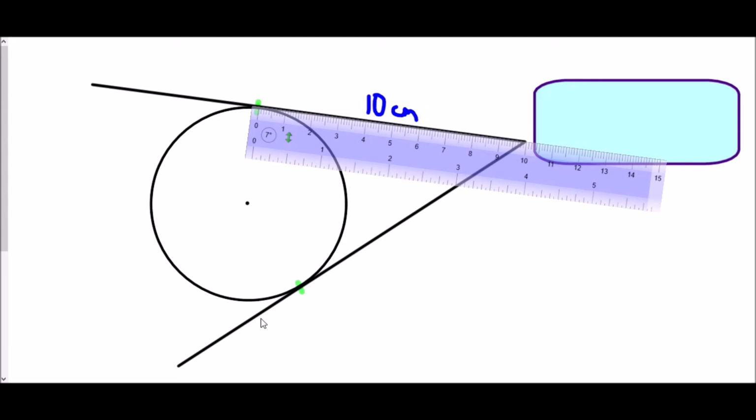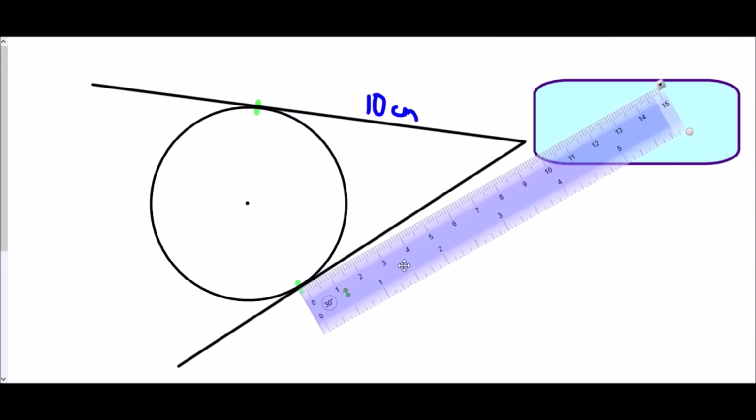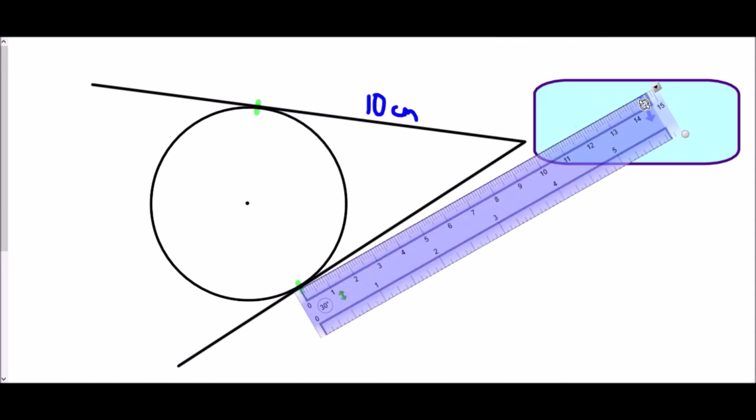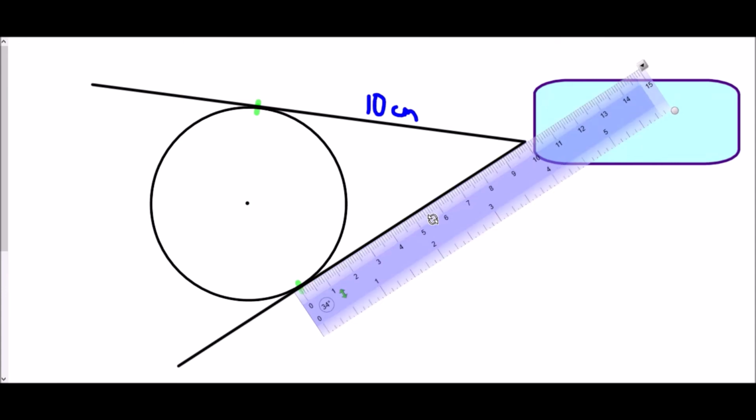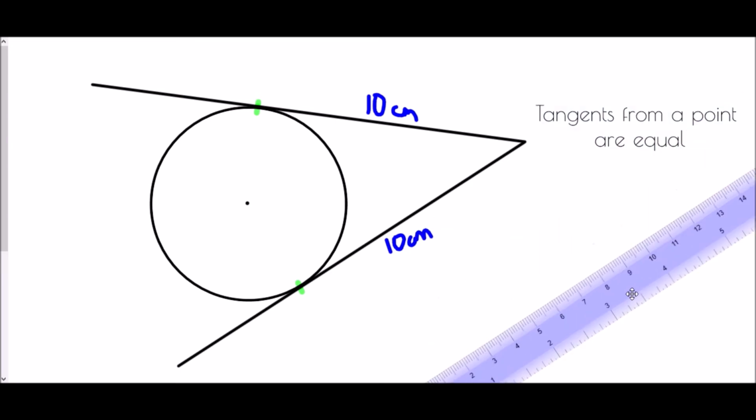And if I look at beneath that, on the other tangent, well, my distance is exactly the same. It is 10 centimeters again. And in this case, that is our rule. Tangents from a point are equal. So where we have a single point creating two tangents to the circle, that distance will be equal in both cases.